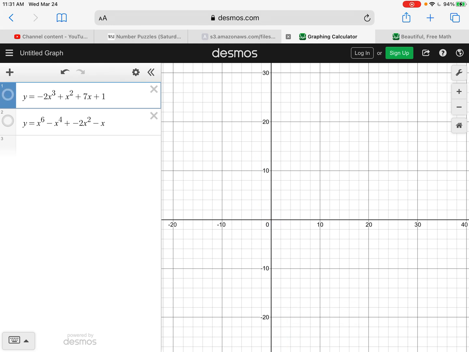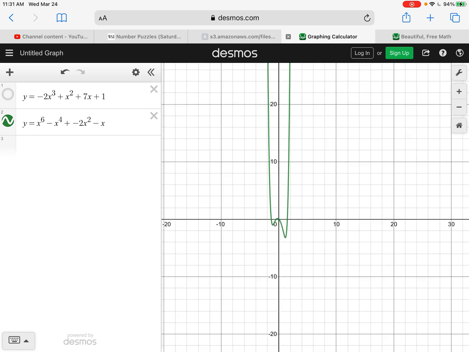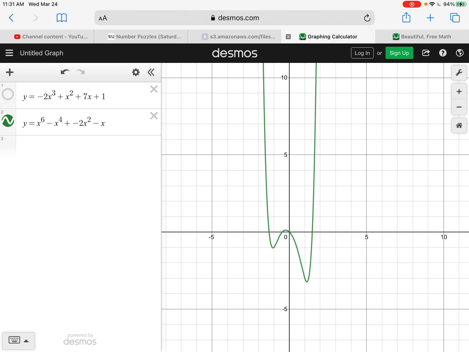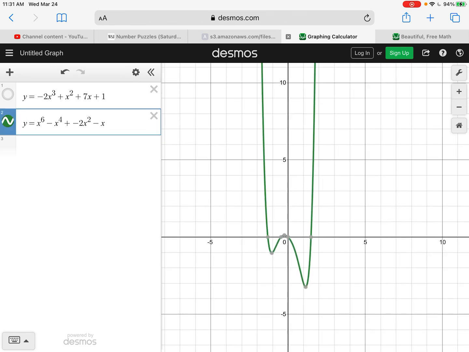I have another example here. x to the 6th minus x to the 4th minus 2x squared minus x. That looks something like so. Kind of a lopsided W. As I follow this one, decreasing, turning point, then increasing, turning point, then decreasing, turning point, then increasing.